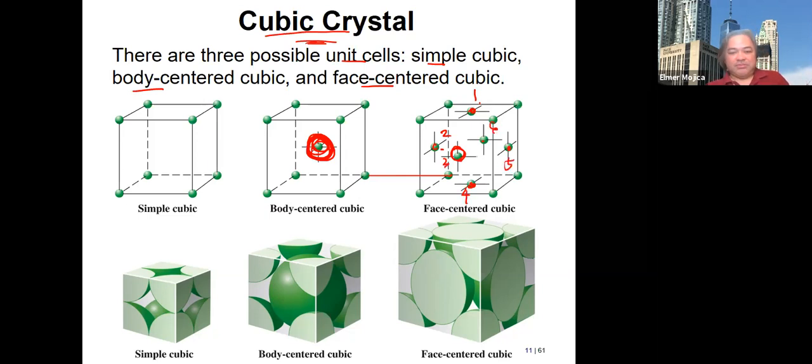So the best way to imagine here is you have a dice. Simple cubic, it's all dice. Body centered, there's an atom inside the dice. And then face centered, all the sides have an atom there. And if you slice it here, there's only 1/2. Now, what do you need to remember here?